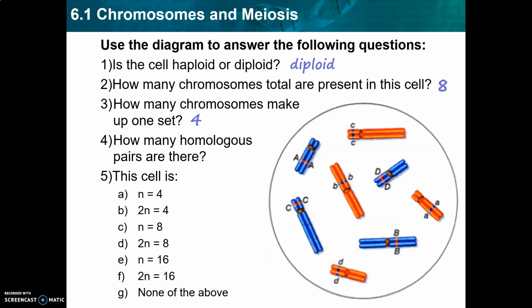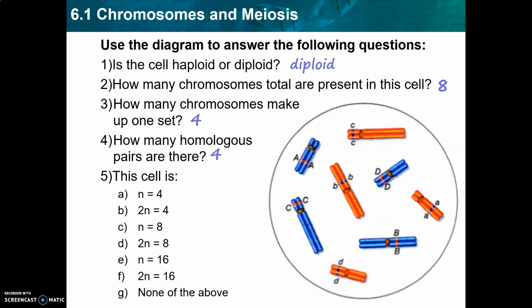Question 4, how many homologous pairs are there? Well, if you look, the gene A chromosome pairs up with this gene A chromosome. We have 2 with gene B, 2 with gene C right here, and 2 with gene D. So that would be 4 homologous pairs in this cell.